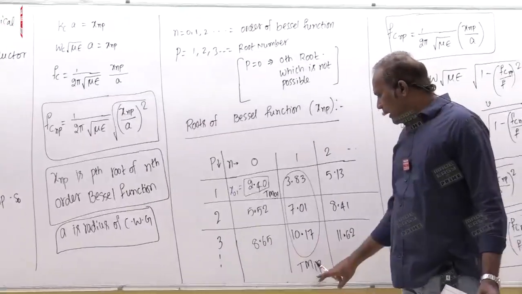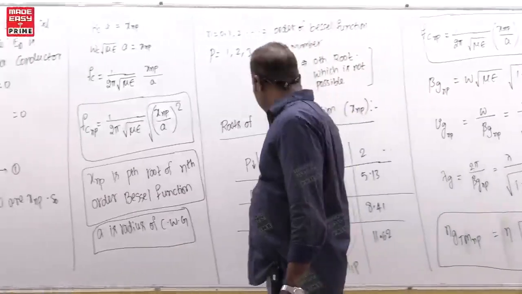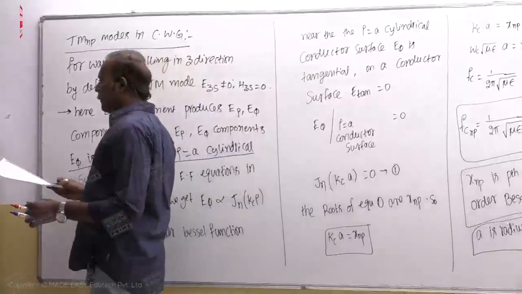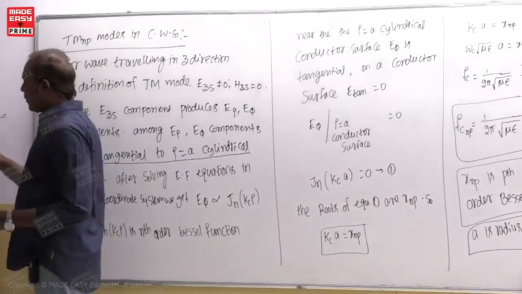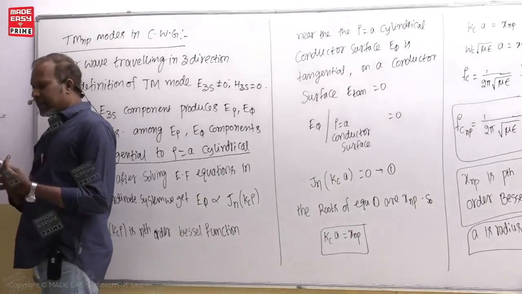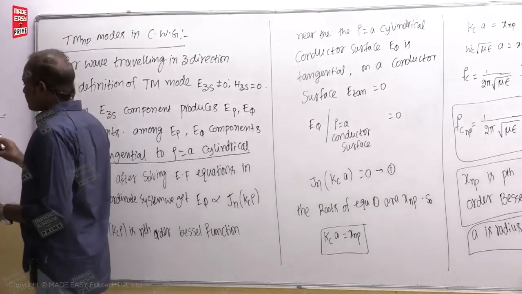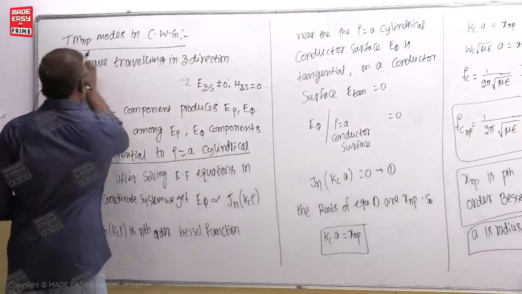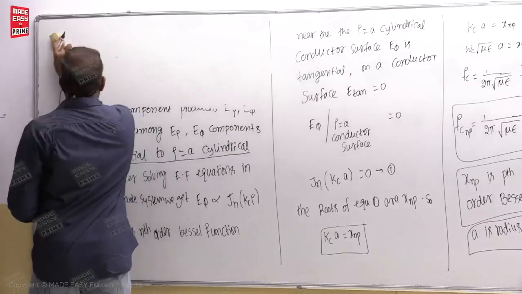So here you have seen TM1P, and in the previous table also I kept around they are TE0P. They have same cutoff frequencies. That is why they are degenerate modes. Here I am writing a note. You remember those points.